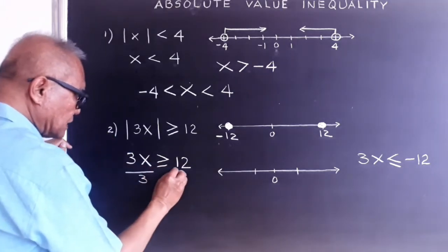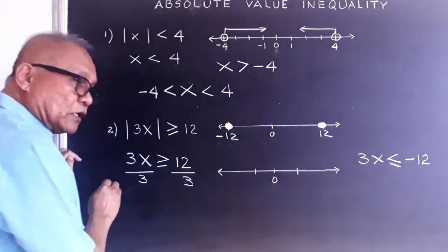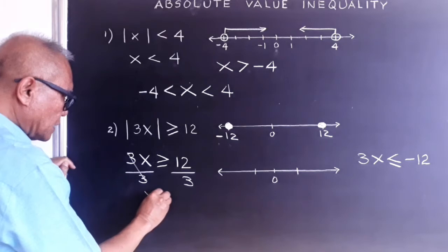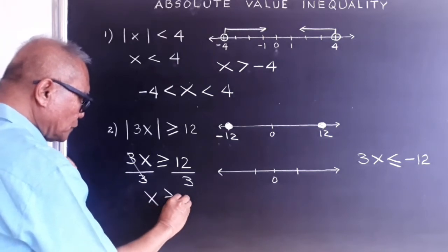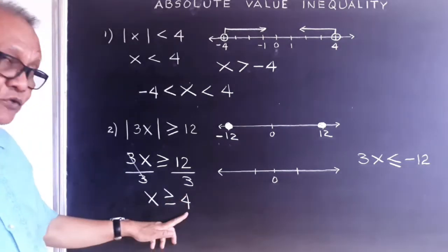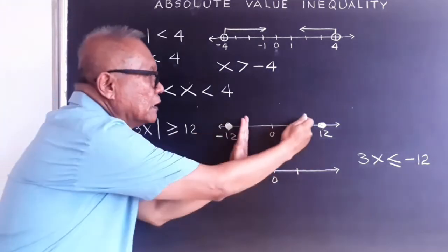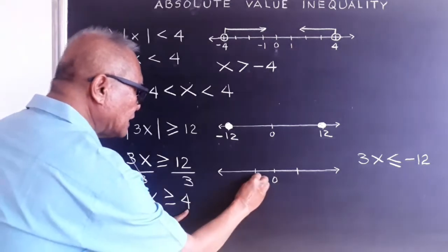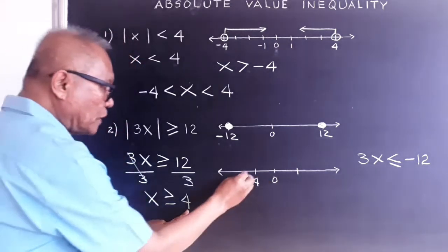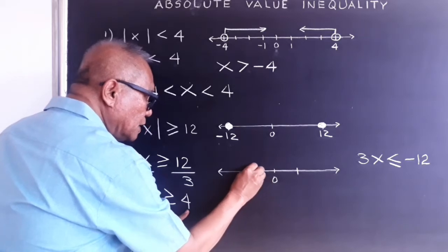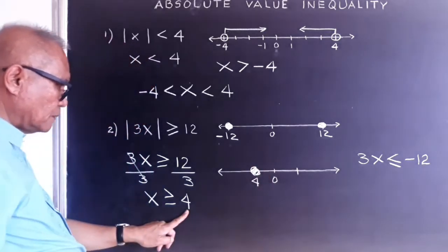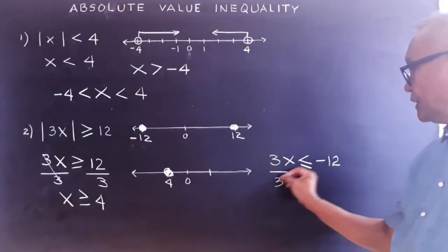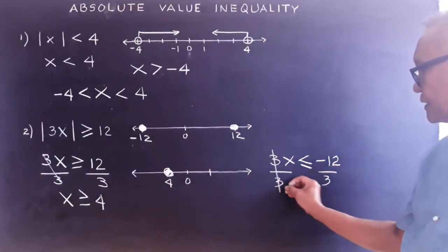Here, let's do the simple operation and cancel. We have x is greater than or equal to 4. So that is not 12 anymore. Where's the 4? Let us say that this one is the 4. Then I'm going to put a circle here, shaded here. What about the other one? Okay. So divide this by 3. We also divide this by 3, cancel.